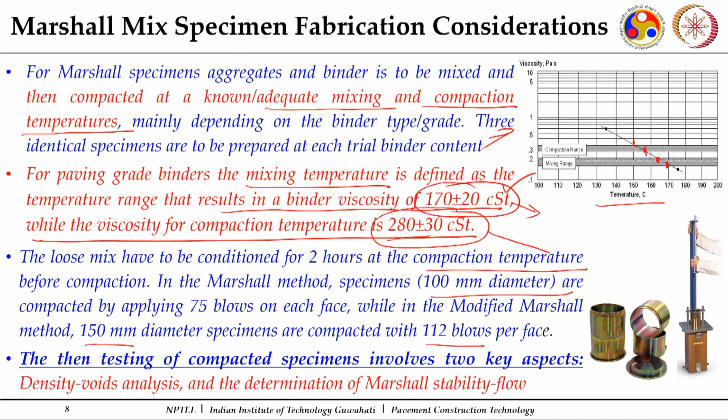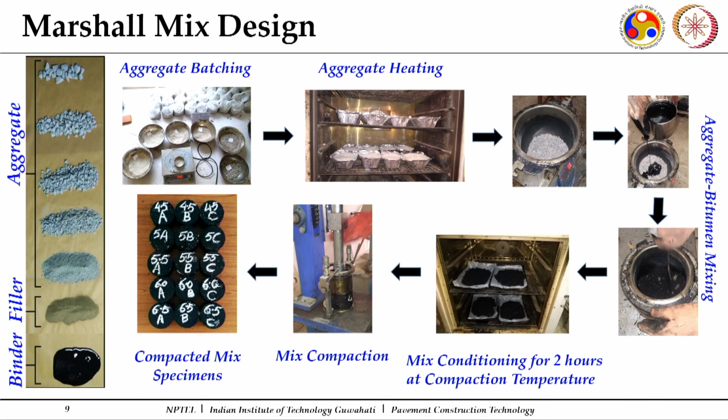Once this compaction is done, we go for the density void analysis, and second is the Marshall stability and flow determination to work out the optimum binder content. This is all shown in a systematic manner. You have your binder, fine filler, fine aggregates and coarse aggregates. The batching is to be done, and you need to combine all those aggregates.